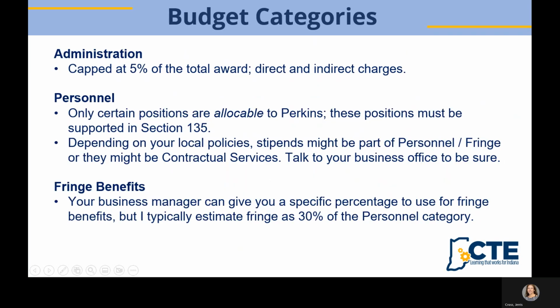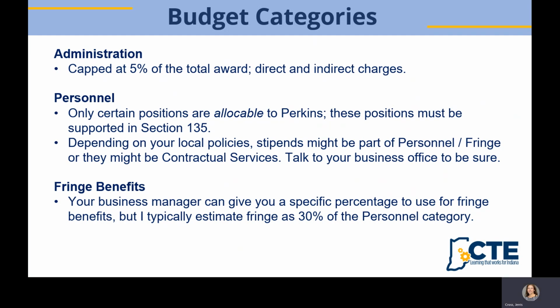The budget categories that you will need to use when you prepare your budget are as follows. Administration, which is capped at 5% of the total award, and depending on your school corporation or your CTE district rules or your fiscal agent rules, administration can be direct and/or indirect charges. So it could be either of those, direct or indirect. We can talk more about that if you have any questions about administration and how that is charged.